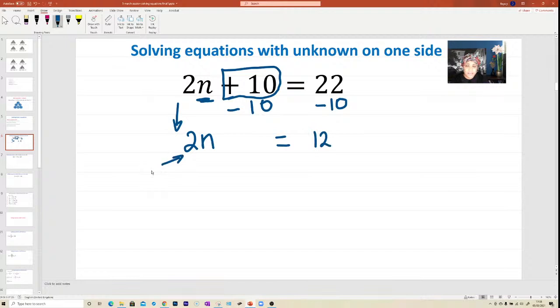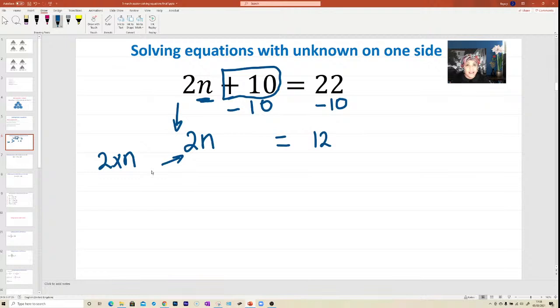Now what does this mean, 2n? It means 2 times n. What is the opposite of multiplication? So over here we did the opposite of addition, which is subtraction. If we want to do the opposite of multiplication, what should it be? I think you've got it right. We need to divide because we don't want 2n, we want 1n.